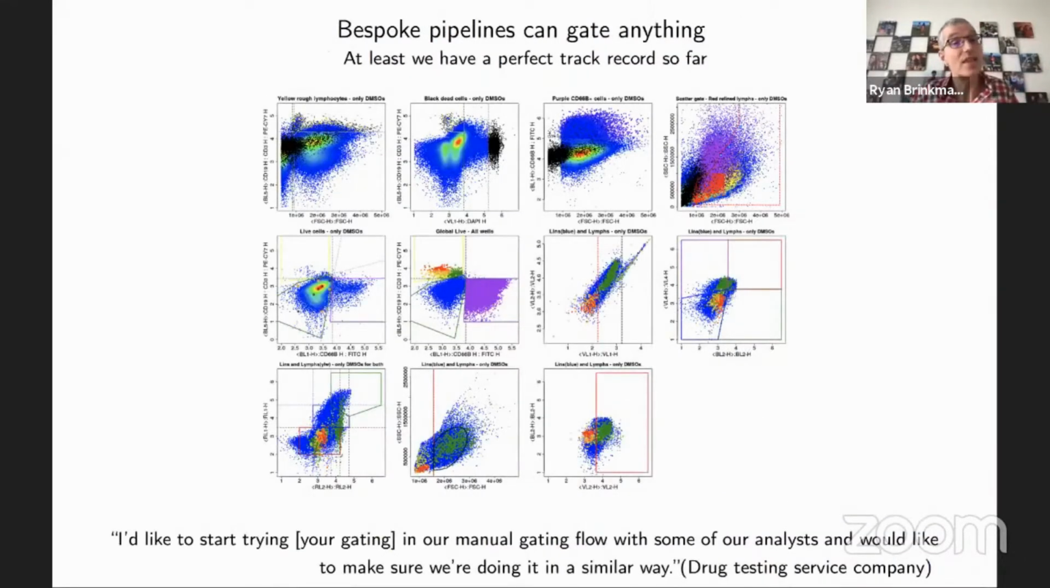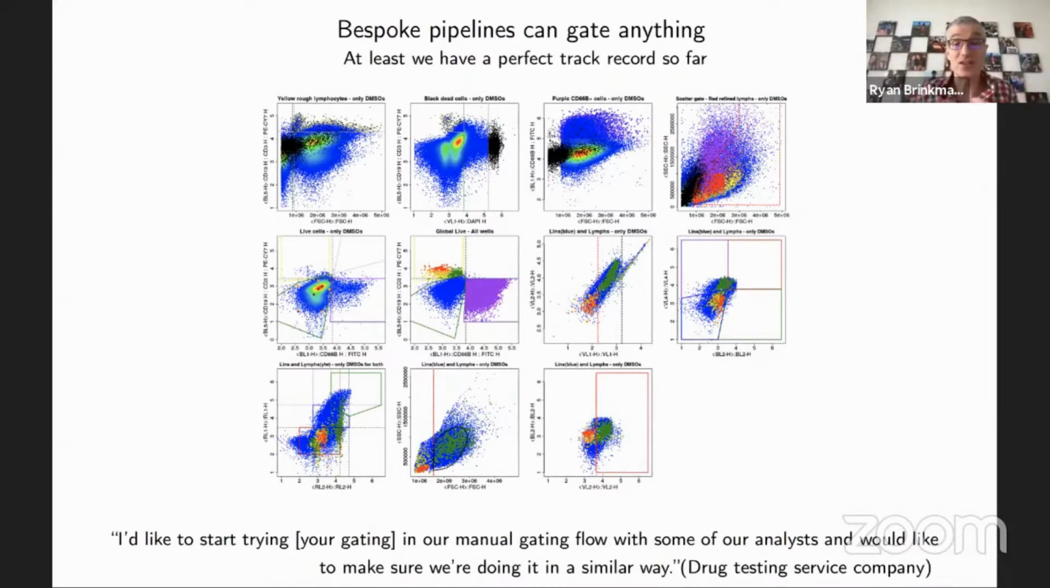Like I said, there's nothing that we haven't been able to gate. We have a perfect track record so far. This is one of the hardest examples that we've had. These are patients who failed first, second-line therapies. They're dying. There's all kinds of things going on in their blood. Really interesting story what they're trying to do in this study. They're trying to rescue them by throwing all kinds of drugs at these people to find something that works.